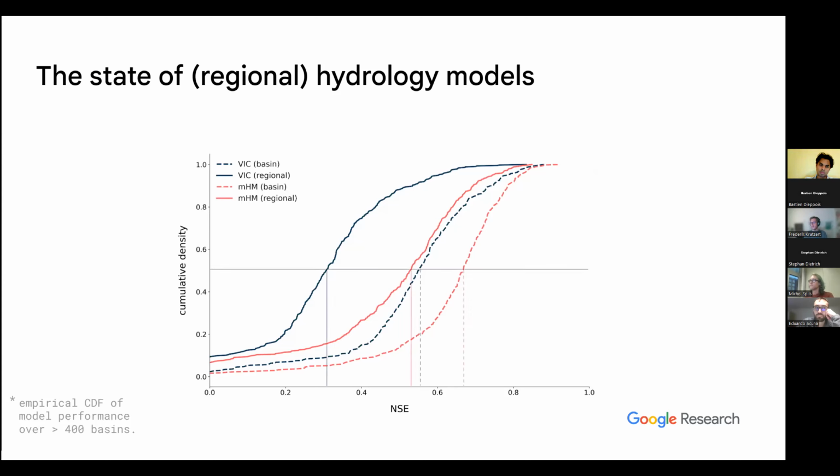And what you can see here is if you, for example, draw a line at 0.5, the intersection now marks the median. You see that the single basin calibrated hydrology model is always substantially better than the same model being calibrated with the regional model approach. And I think this will be no surprise for everyone that played around with regional models and these kinds of approaches.